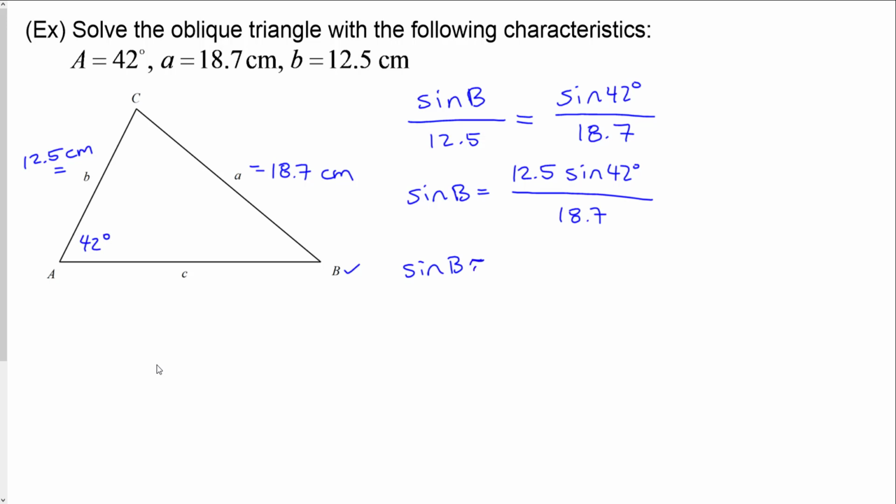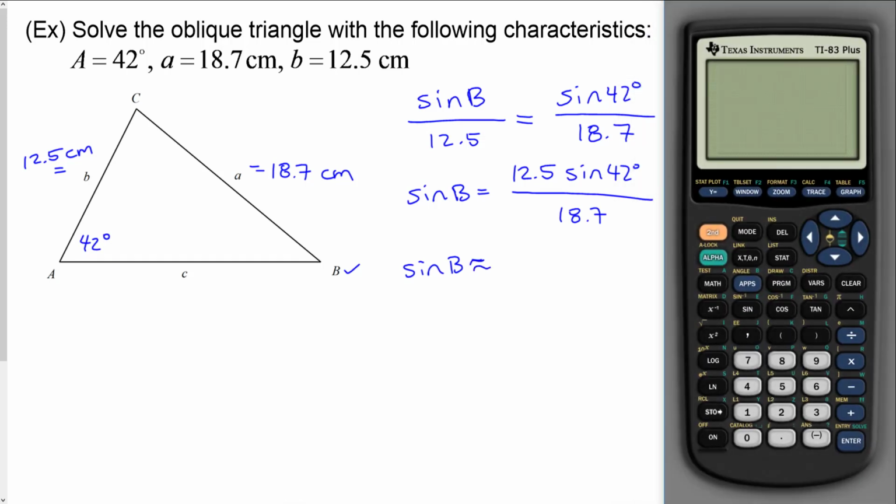So the sine of angle B is approximately, let me get out the calculator to check this out. Turn that on. Clear. We're in degree mode. Make sure you're in degree mode, but we've been working with this already. And then divided by 18.7. So we get 0.4473 basically.